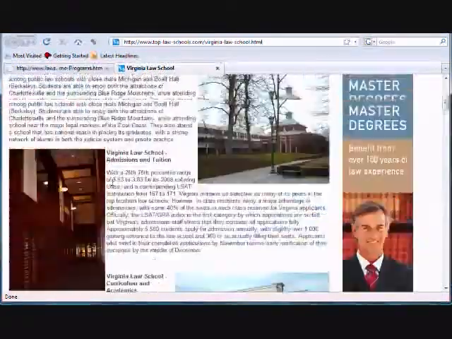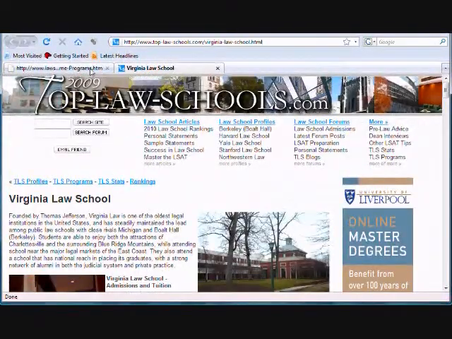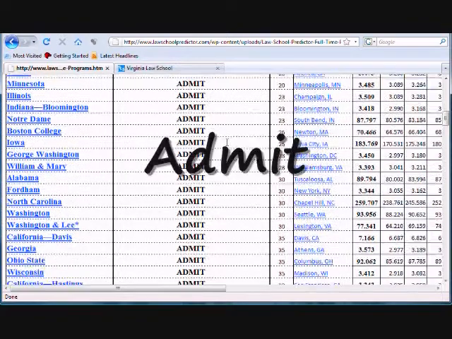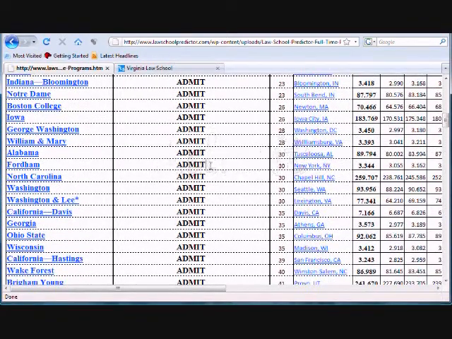For much of this tutorial, we'll be using the University of Virginia School of Law as an example. With a 167 LSAT and a 3.93 GPA, you can see in the decision field that this applicant is a consider at UVA. There are a total of 5 different types of results possible in the decision field. From best to worst, they are admit, which means you're an auto-admit and will likely be admitted, unless the school is practicing yield protection or you clearly didn't take the application seriously.